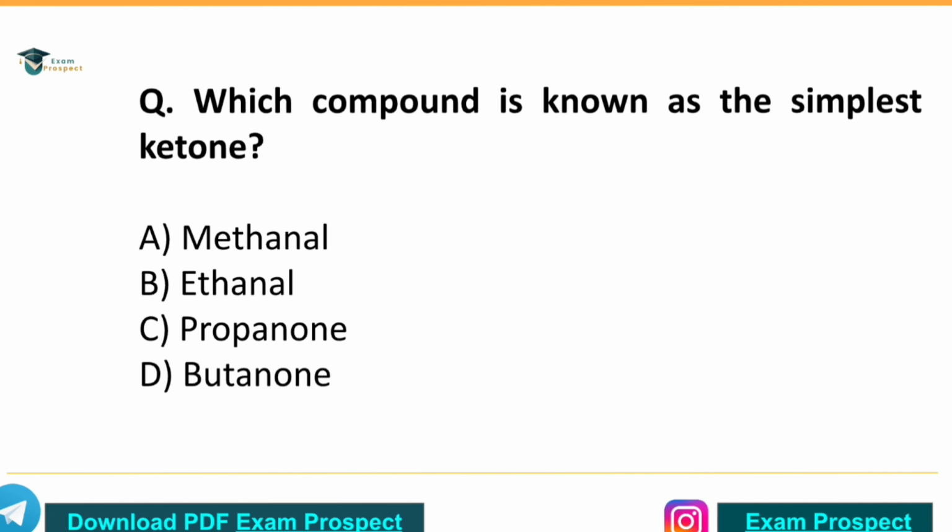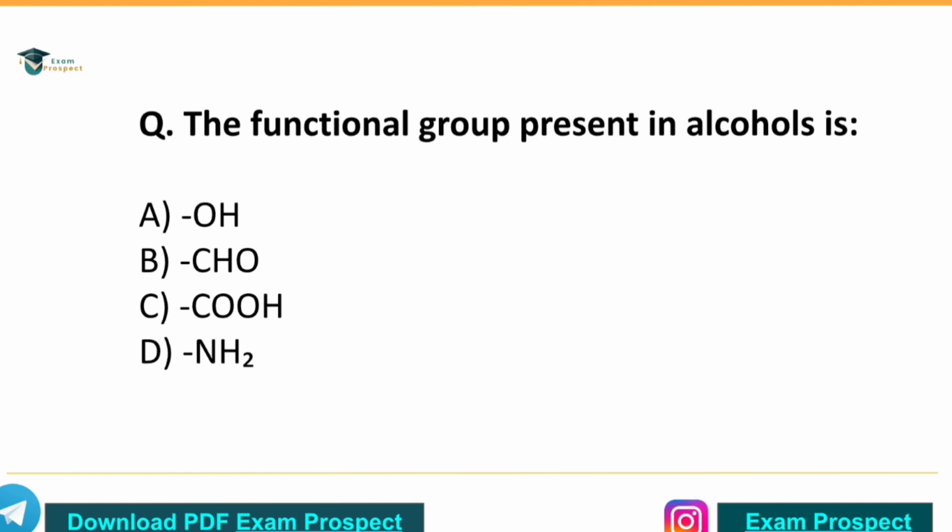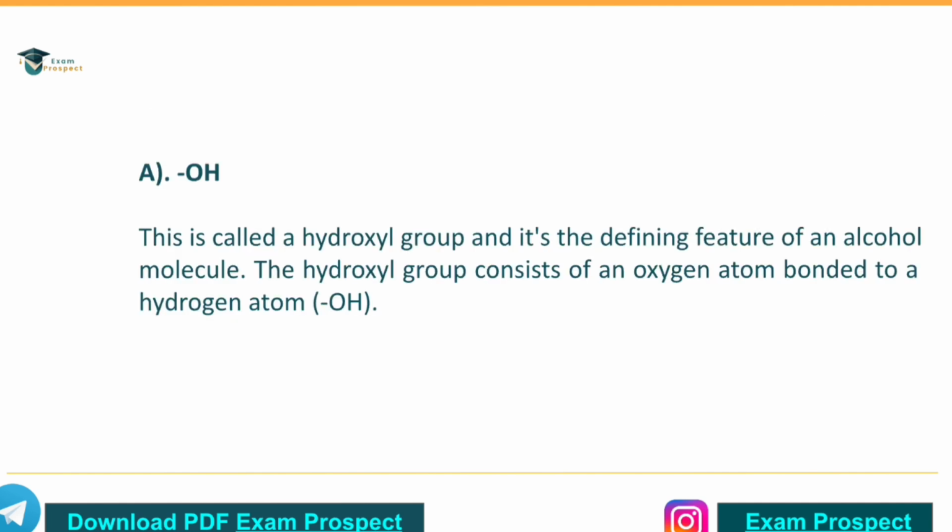Next question, which compound is known as the simplest ketone? Here, correct answer is option C, propanone. Next question, the functional group present in alcohol is? The correct answer is option A, hydroxyl group.